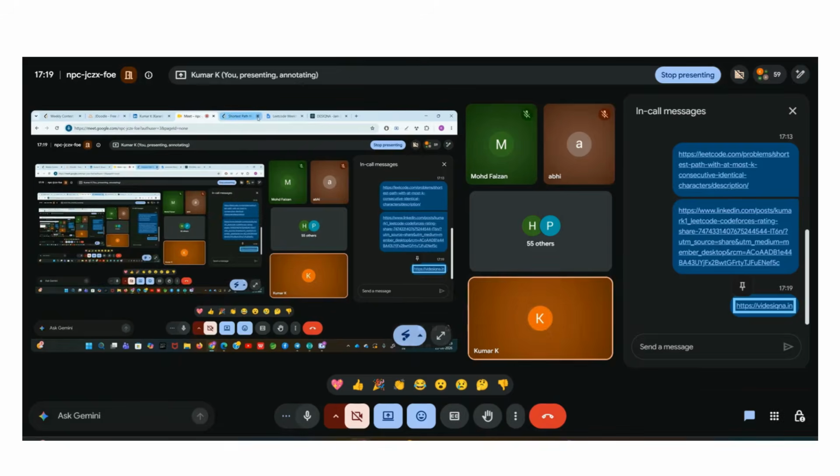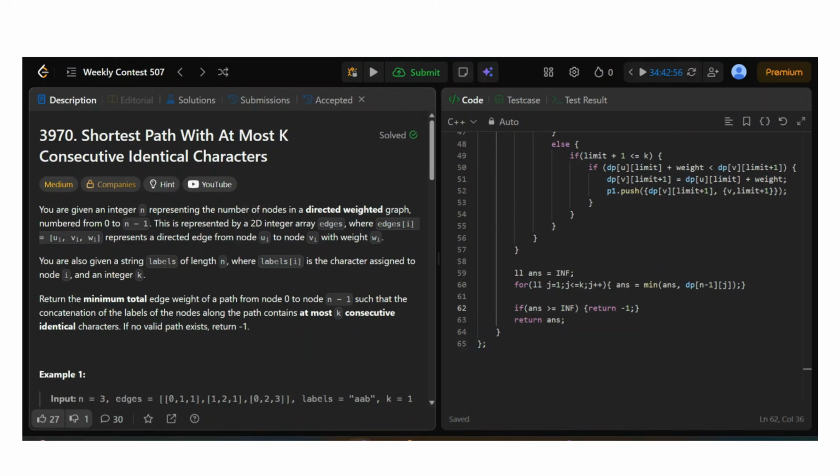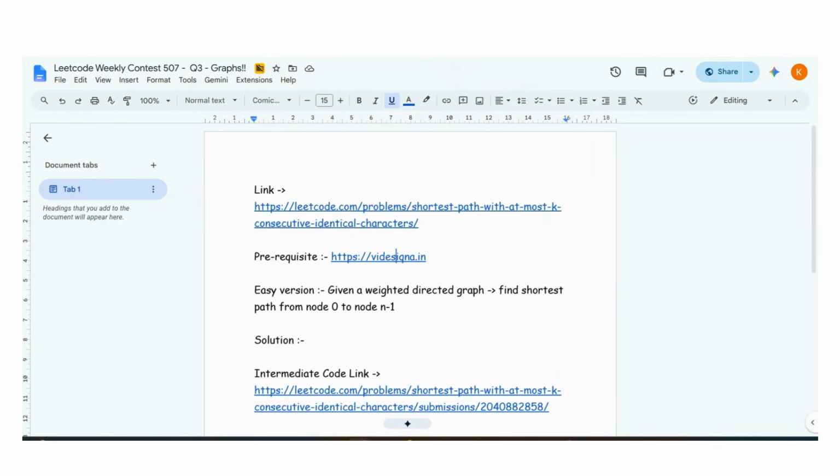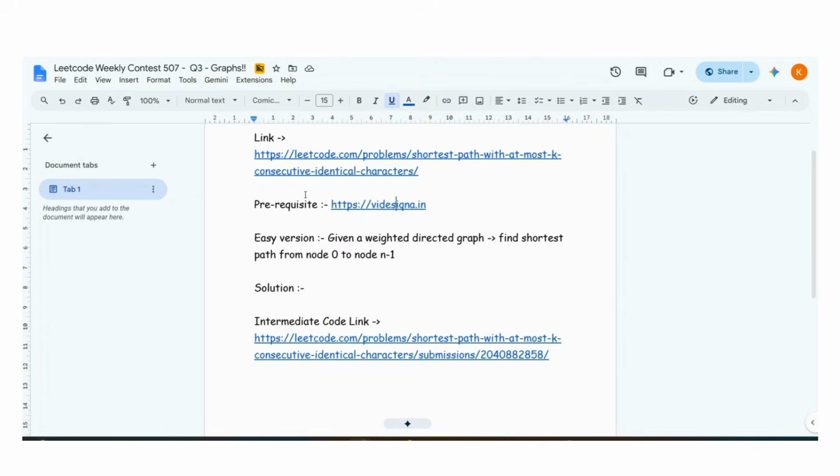Now, listen to me very carefully. If the question was that given a weighted directed graph, find the shortest path from node 0 to node n minus 1, what would you do? Run Dijkstra's algorithm, and find dp n minus 1. That's all we would do, generally speaking.